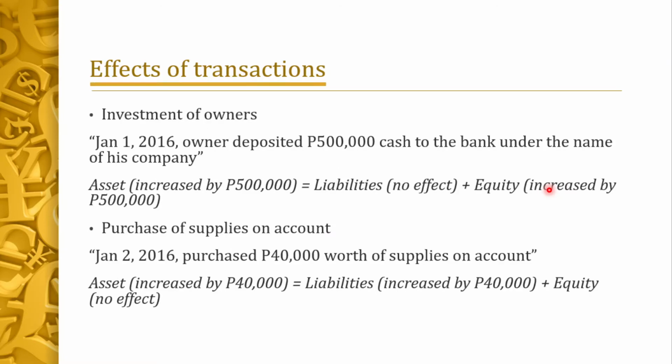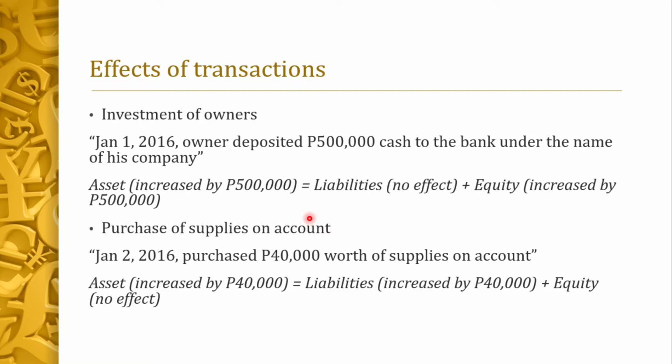Effects of transactions. Number 1, investment of the owners. January 1, 2016, the owner deposited 500,000 cash to the bank under the name of his company. Asset is increased by 500,000, liabilities no effect, plus equity increased by 500,000. And then if you get the difference between asset and equity, it is 0.